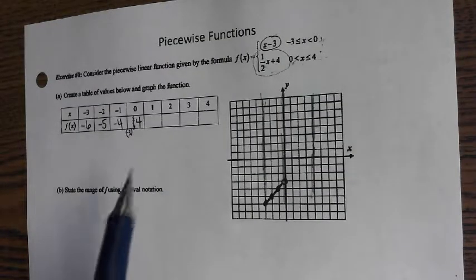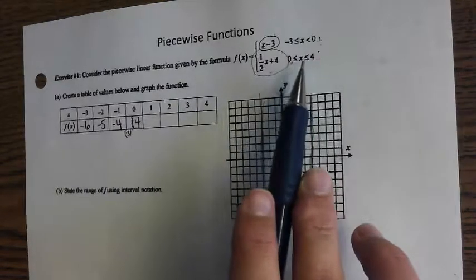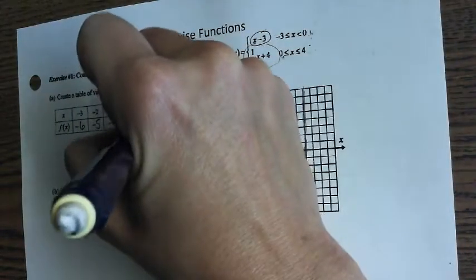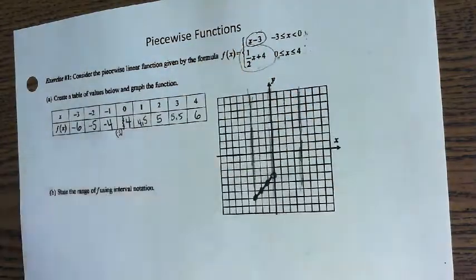And then all the rest of these points, 1 through 4, are absolutely in that second line. So you plug in that. If you plug in 1, you're going to get 4.5. If you plug in 2, you're going to get 5. If you plug in 3, you're going to get 5.5. And 4, you're going to get 6.